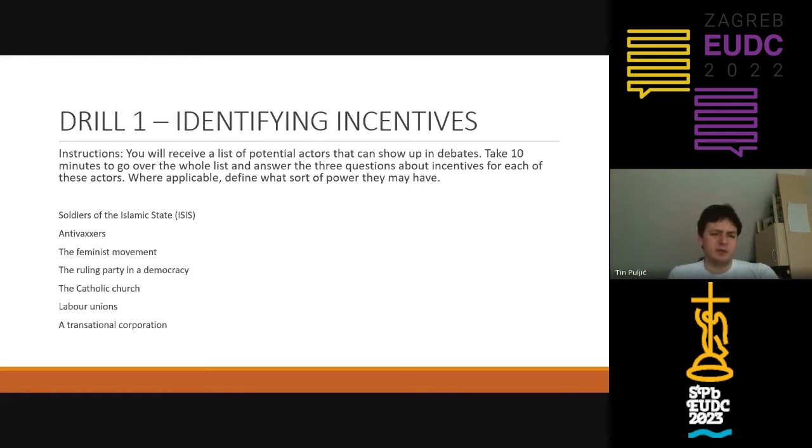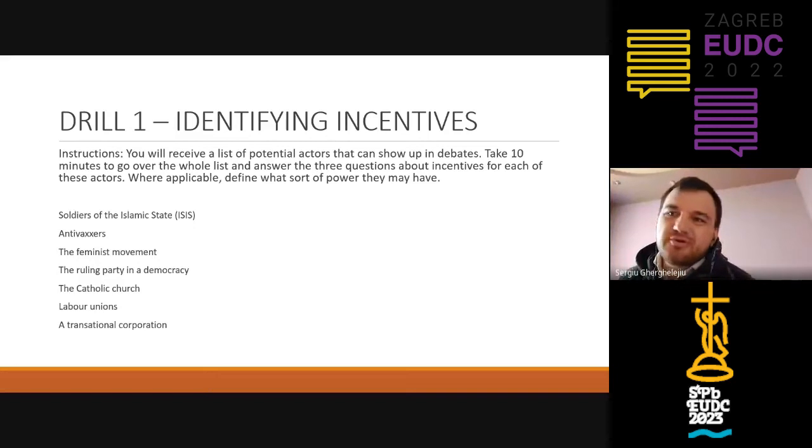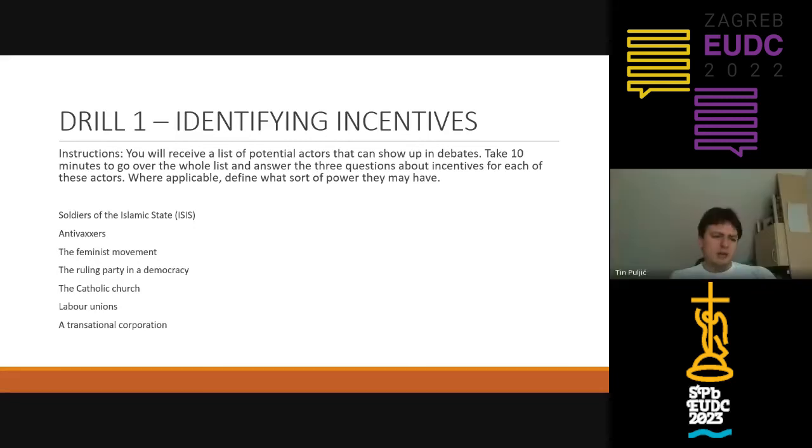Do they have coercive power? Maybe only on their children. Yeah, sure, they have coercive power towards their child to not vaccinate them, but apart from that, they don't have a lot of coercive power. Do they have the other two types of power?